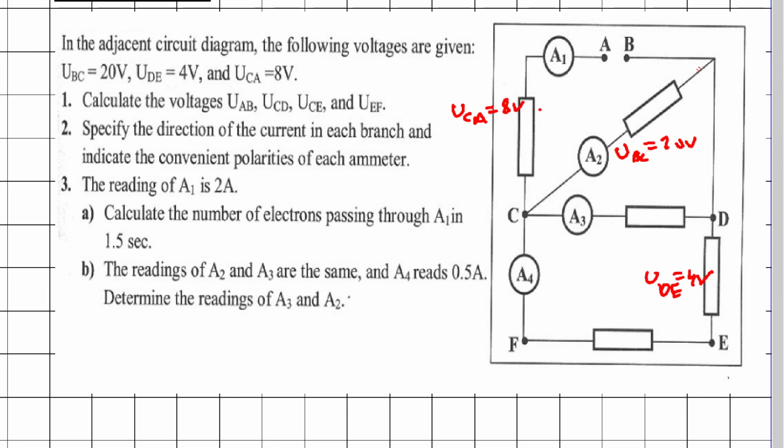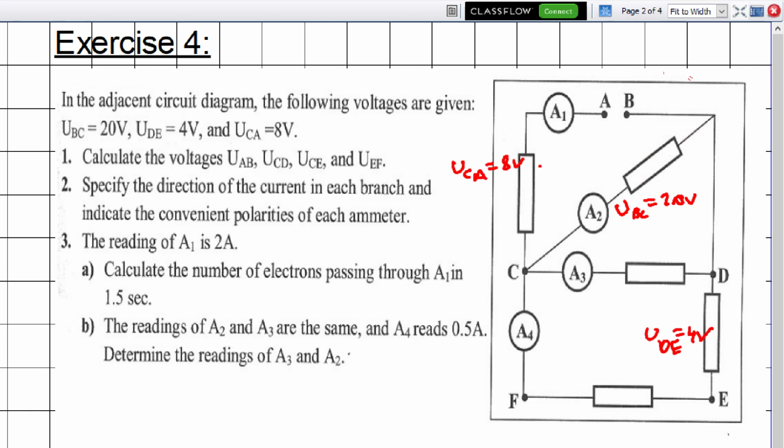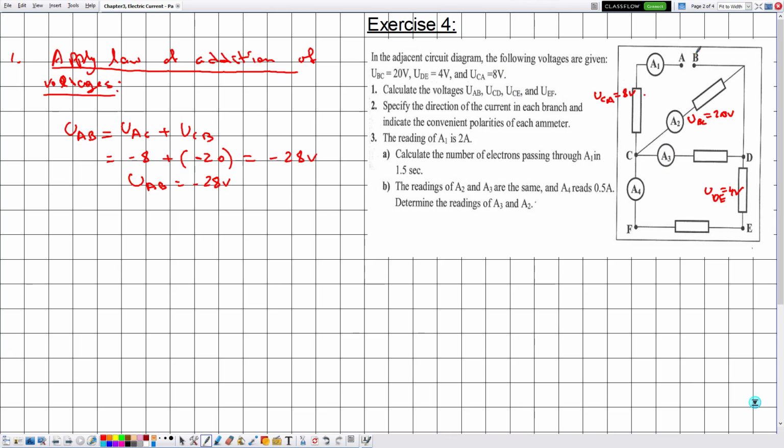Now here UBC is given by 20 volts, so UCB is given by minus 20 volts, so this is given by minus 28 volts. So the value of UAB is equal to minus 28 volts. Now notice that UAB is equal to minus 28 volts, which means that UBA is equal to 28 volts, which means that B is the positive pole and A is the negative pole. So let me write like this, and we have that UBA is equal to 28 volts.